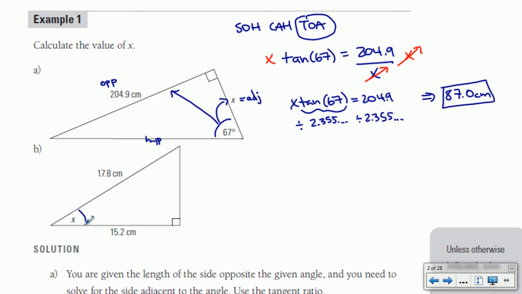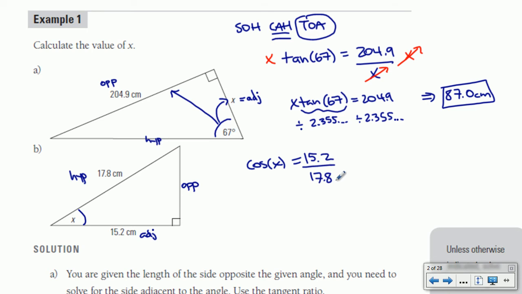For the next triangle, this is our reference angle. The opposite side we do not have. We have the adjacent and we have the hypotenuse, and we need to find this angle x here. Which trig ratio mentions adjacent and hypotenuse? It's cosine. So we'll have cosine of x equals adjacent, which is 15.2, divided by hypotenuse, which is 17.8.